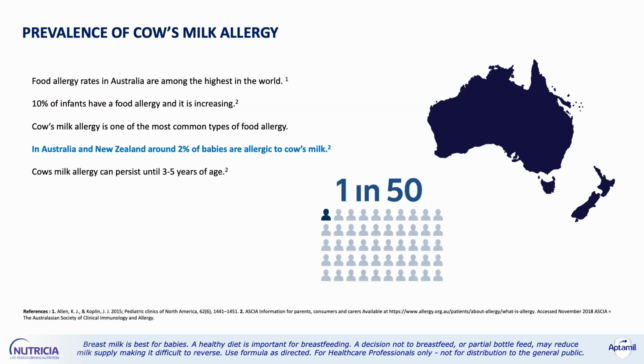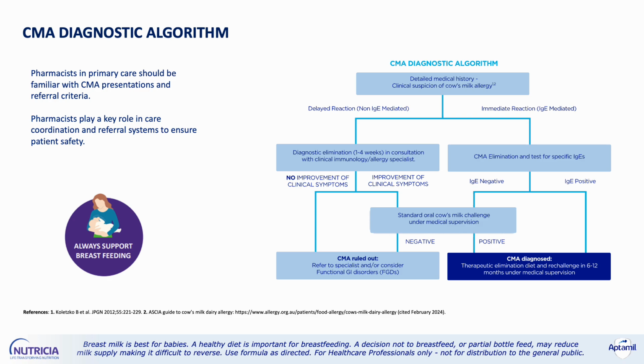Food allergy rates in Australia and New Zealand are amongst the highest in the world. Around 10% of infants have a food allergy, and cow's milk allergy is one of the most common. Approximately 2% of infants are allergic to cow's milk. While many children outgrow cow's milk allergy by early childhood, it can persist until 3 to 5 years of age in some cases. It is important that pharmacists are familiar with the typical presentations of cow's milk allergy and the referral criteria to help ensure infants are managed safely and efficiently, and that families receive appropriate specialist input when required.